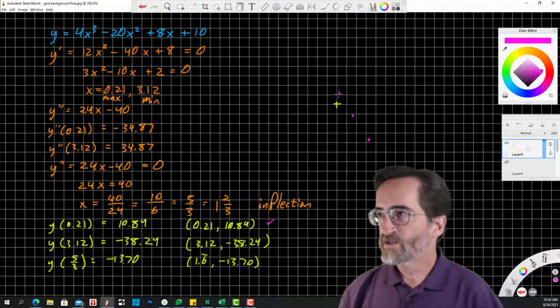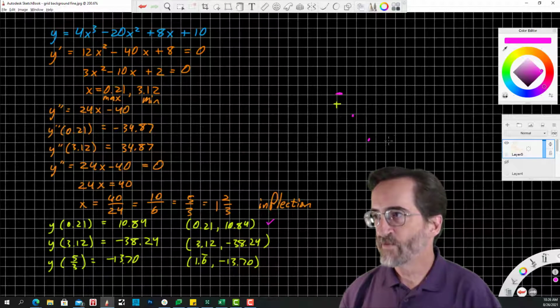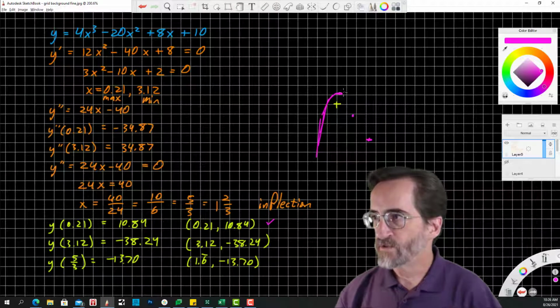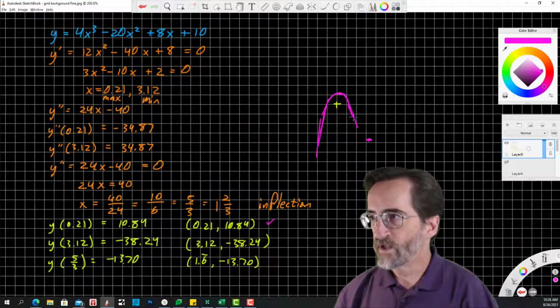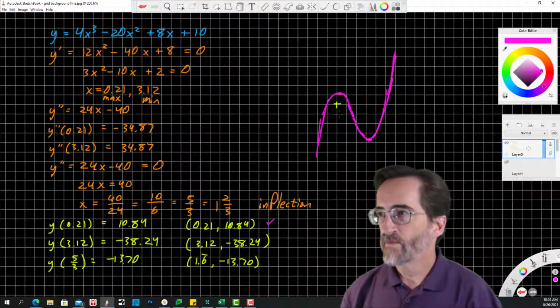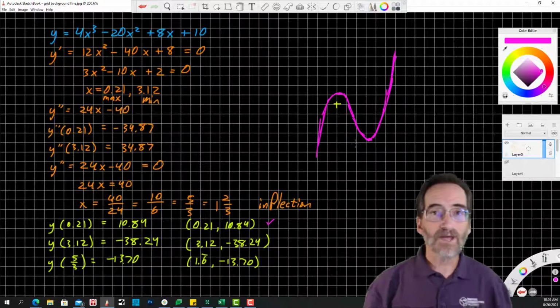So I can now sketch. This is a maximum, this is a minimum, this is an inflection point. So my graph has got to do something like this. Right through there, it goes from concave down to concave up at that point, and like so. And that's a sketch of our graph.